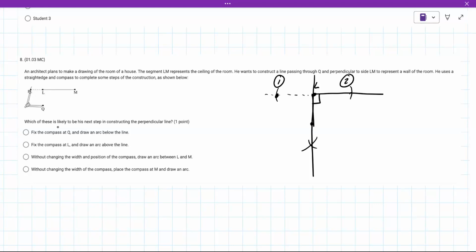Above the line. You can also do the stuff that's down here at 3 up here at 4 as well. But you don't need to because you already have the point.